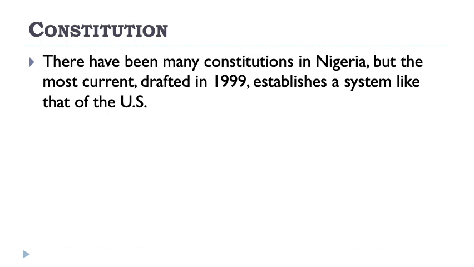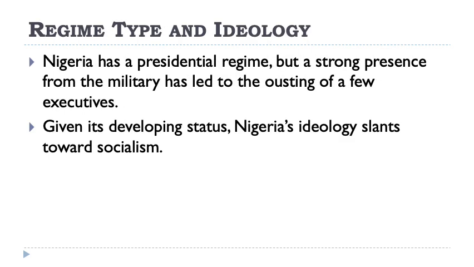Now, there have been many constitutions in Nigeria because the country has been overthrown so many times. But the most current system is a federal system created in 1999 that's basically modeled after the United States system. Nigeria has a presidential regime, but a strong presence from the military has led to the ousting of a few executives. We'll talk about these coups d'etat in a little while.